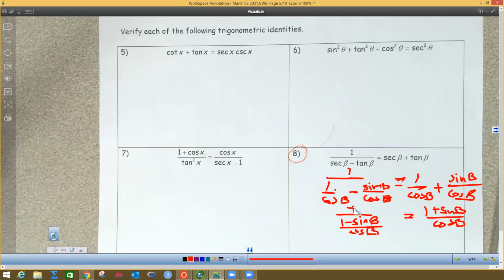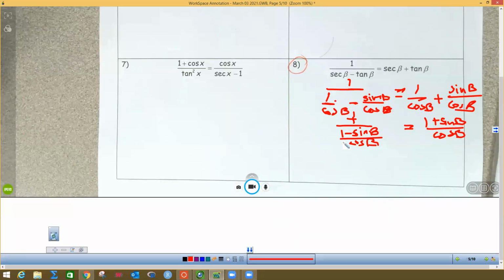And then I'm going to make this top one into a fraction by making a 1 over 1. So I got a fraction divided by a fraction on the left side. So I'm going to flip this bottom one upside down and multiply 1 by the reciprocal of this, which will just be the reciprocal. So this is cosine beta over 1 minus sine beta, which is supposed to equal 1 plus sine beta all over cosine beta. Now this is just like example I did in number 7 from worksheet 4.